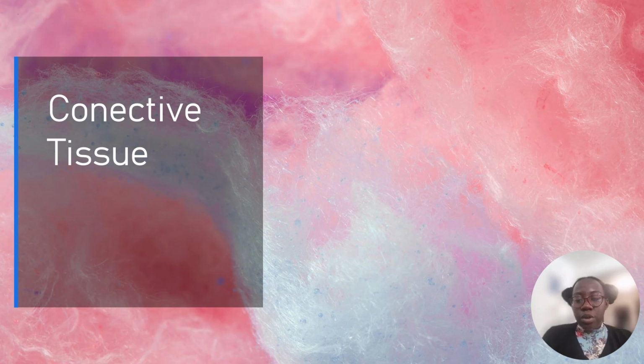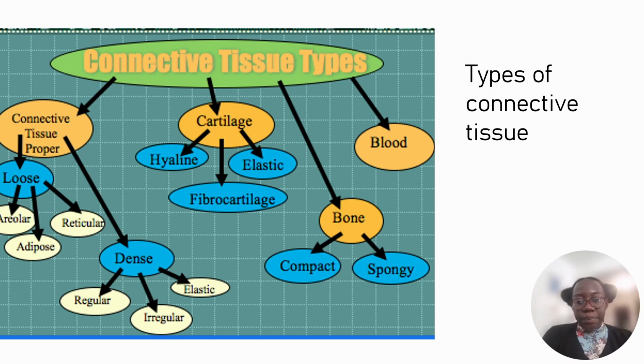Hi, in today's video, we're going to talk about the connective tissue proper. The function of the connective tissue proper in our body is to provide support, to bind, and to provide structure in our body. So we have four types of connective tissue.